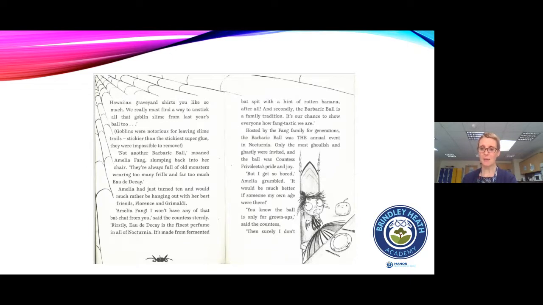Hosted by the Fang family for generations, the Barbaric Ball was the annual event in Nocturnia. Only the most ghoulish and ghastly were invited, and the ball was Countess Frivolita's pride and joy. But I get so bored, Amelia grumbled. It would be much better if someone my own age were there.